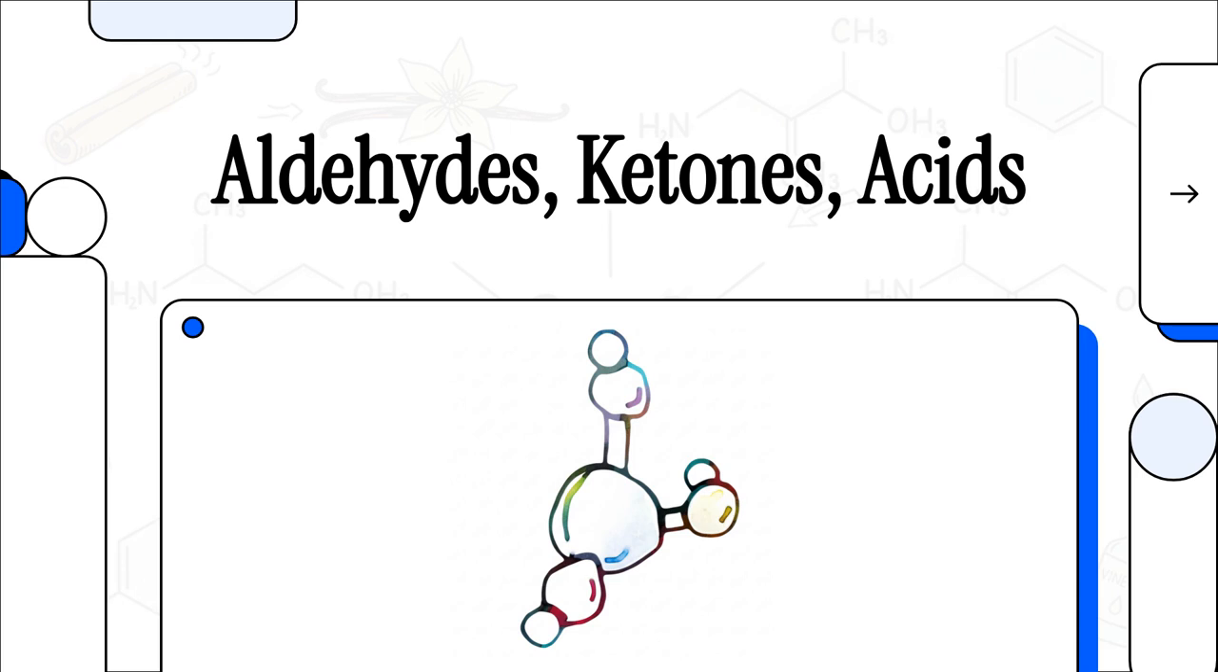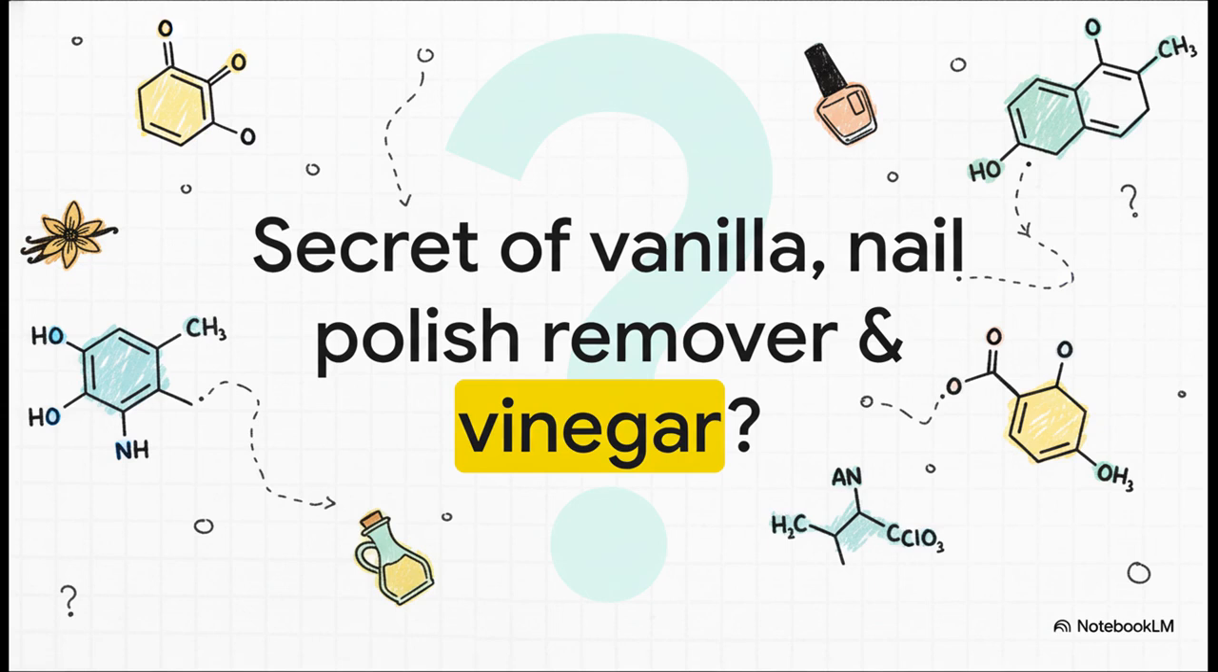Let's get into it. So, take a look at these three things. What on earth could they possibly have in common? I mean, one adds delicious flavor, one strips paint off your nails, and the other is probably sitting in your kitchen cabinet right now. Well, the answer is hidden in their molecular structure, and by the end of this, you'll be able to see that connection as clearly as any chemist.